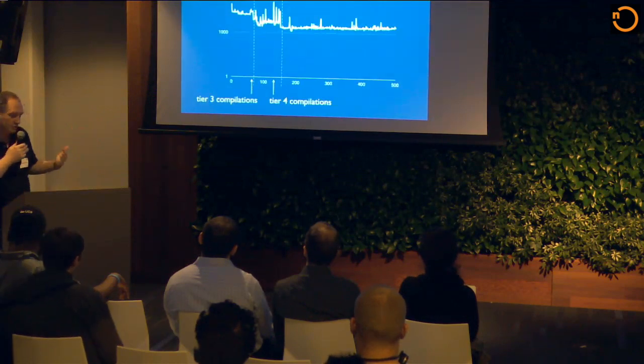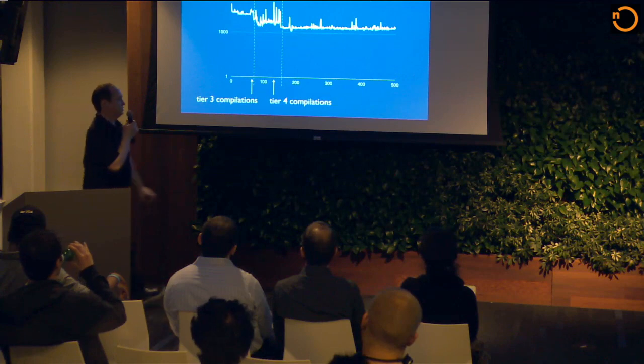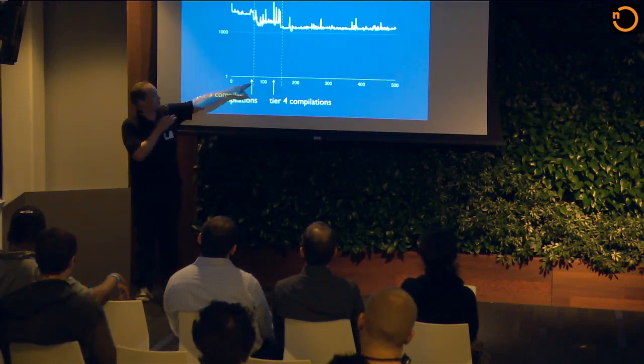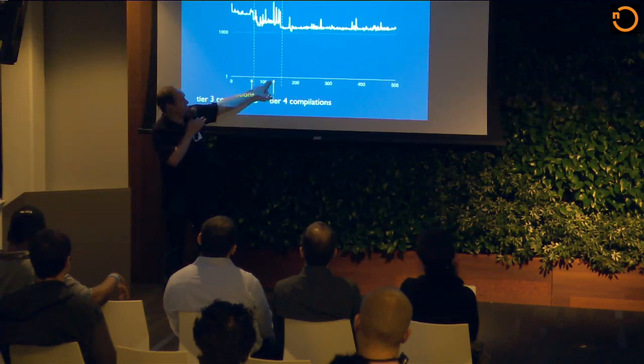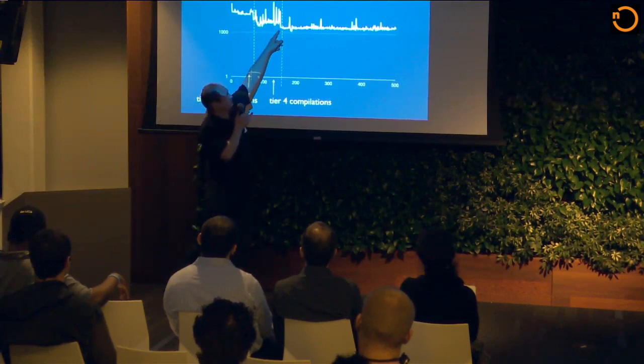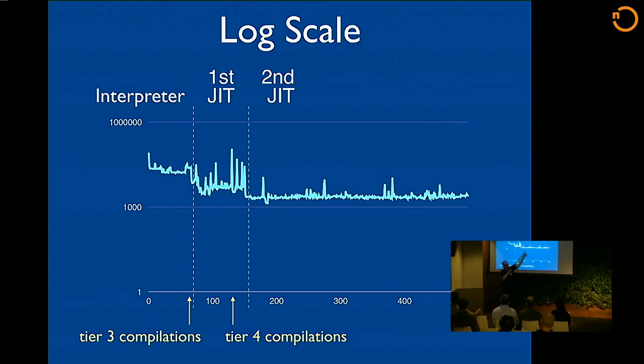I'm going to actually put them on the graph. The tier 3 compilations happen about here, which is very close to where it got better. The tier 4 compilations happen here, and there's a bit of jitter, but then it starts to settle down and get better still. So it's pretty common to have 2 JITs.